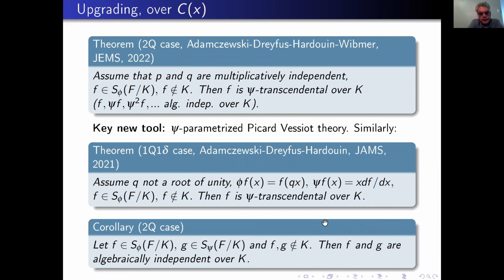And as a corollary, you get this strong algebraic independence result that says that if you have now two, not one, power series, one that satisfies a phi difference equation over K, and the other one that satisfies a psi difference equation over K, but neither of them is in K, then they're algebraically independent over K. Yeah. So this is a survey of this exciting area over the field of rational numbers.